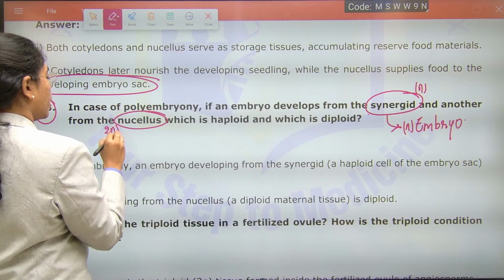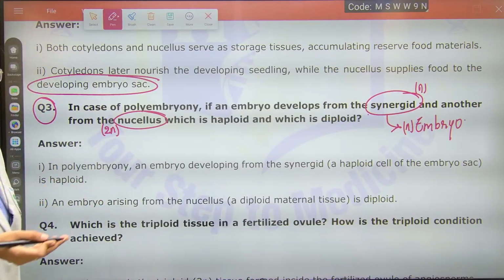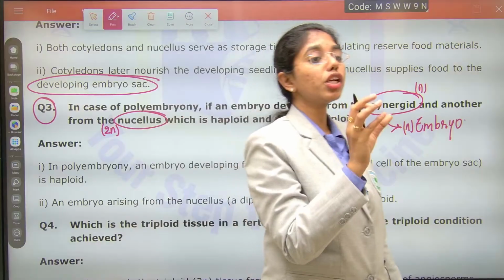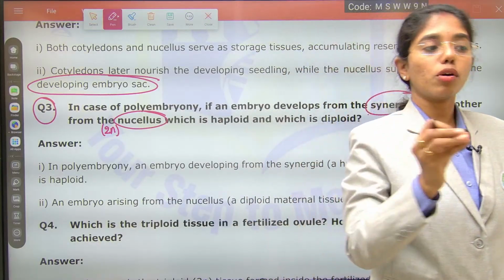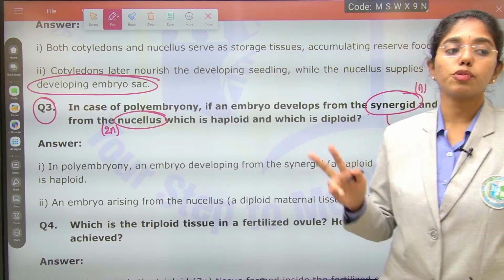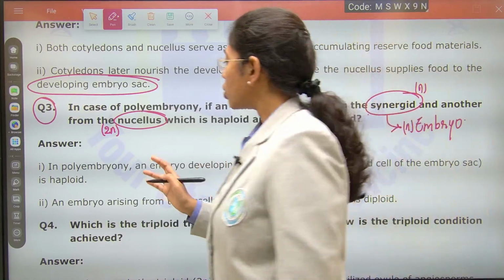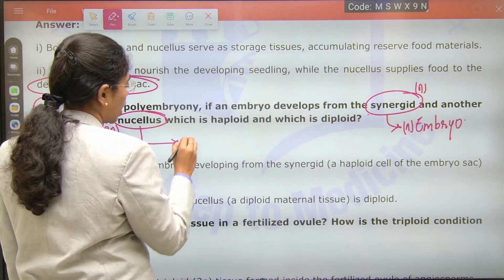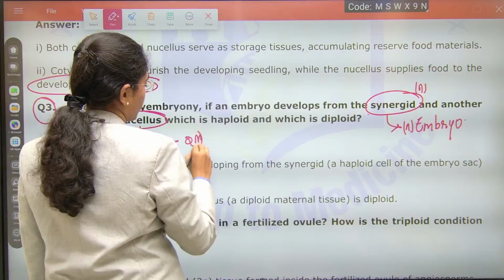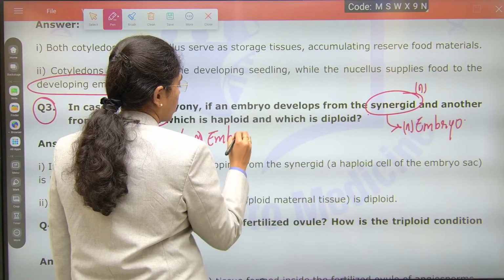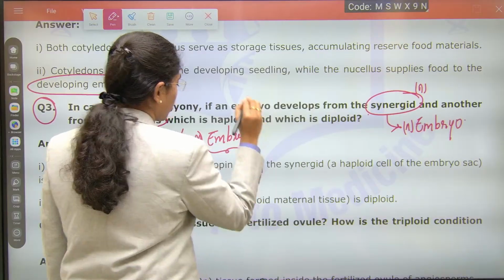The nucellus will be diploid because it is the nourishing tissue which is nourishing the embryo sac. Fine, right? It is derived from the mother cell, which is diploid. So a diploid nucellus will give rise to a diploid embryo. Clear with haploid embryo and diploid embryo?